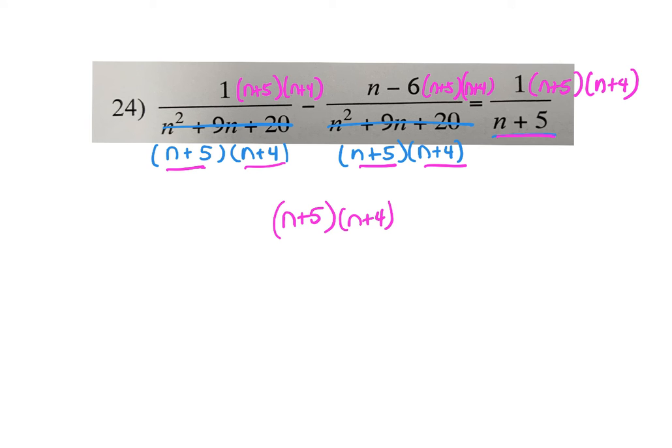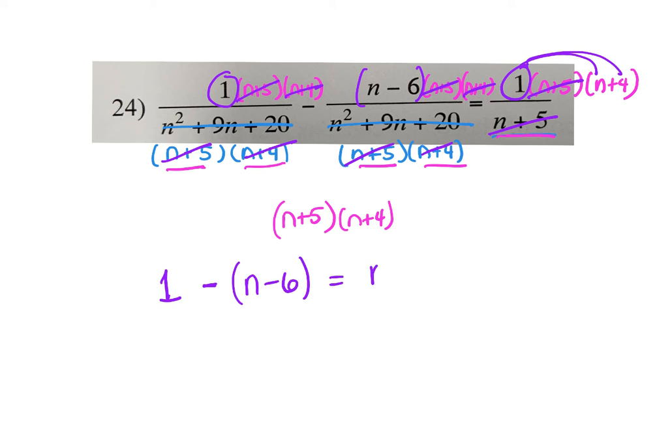And then you are going to go through and cancel anything that you can cancel. Of course, the entire denominator cancels here, so you're left with just a 1. Minus, the entire thing cancels here, and you're left with an n minus 6. You'll notice I put parentheses around it because you're subtracting the whole group. And on the other side, just the n plus 5 cancels, so distribute that 1 through, and you have n plus 4. To solve here, you need to distribute this negative 1 through. So we have 1 minus n plus 6 equals n plus 4.